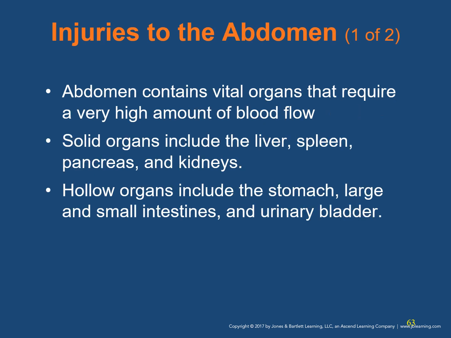Injuries to the abdomen. The abdomen contains vital organs that require a very high amount of blood flow to perform the functions necessary for life. The organs of the abdomen and retroperitoneum can be classified into 2 categories, solid and hollow. Solid organs include the liver, spleen, pancreas, and kidneys. Hollow organs include the stomach, large and small intestines, and urinary bladder.